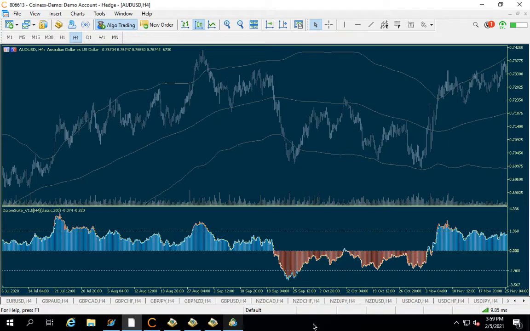Before we go into details on the settings of the indicator and the different modes that the indicator can be used, I thought it would be good to briefly explain what the ZScore actually does. The ZScore function basically measures price, in this case, in terms of units of standard deviation. It measures the distance from the average in units of standard deviation.